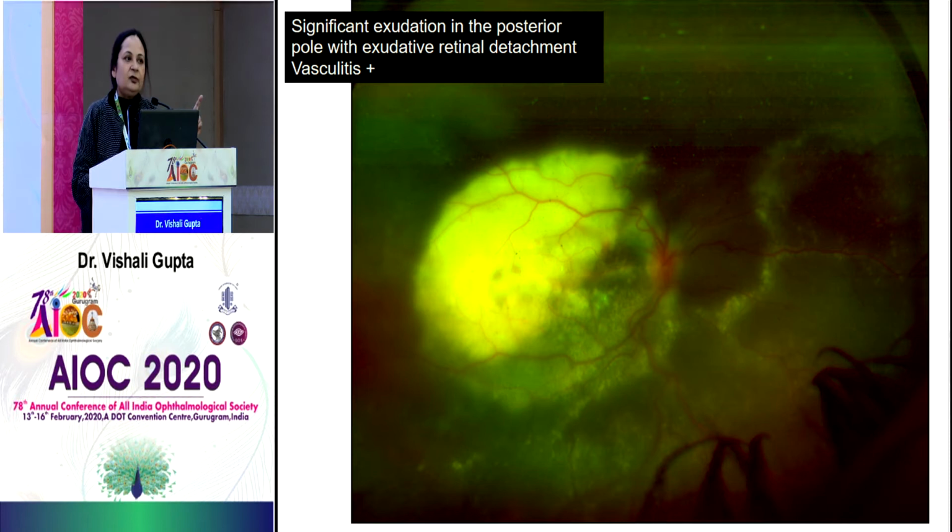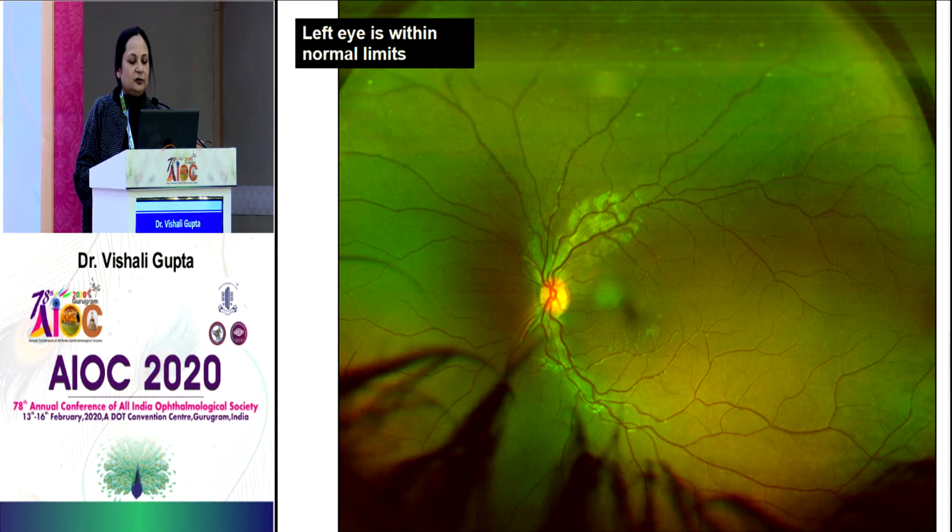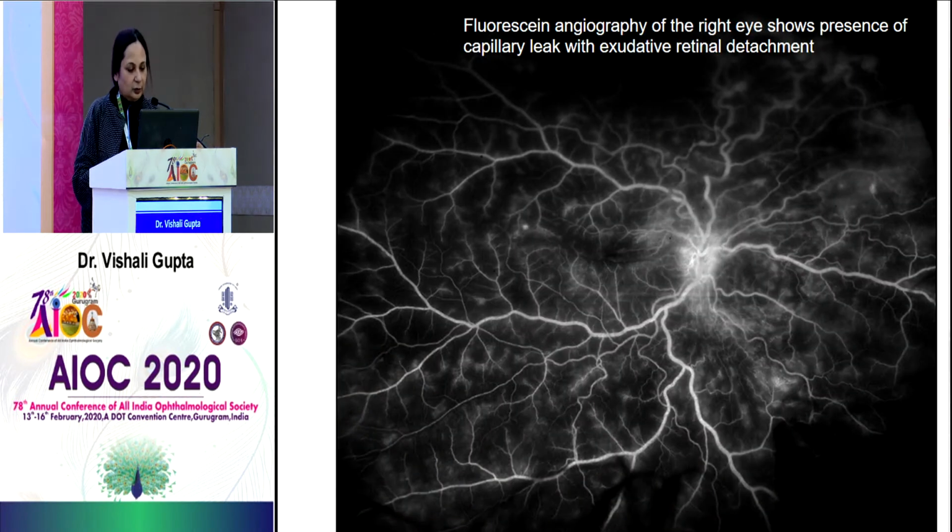First, if it is Coats disease, it should show some aneurysmal dilation. And how can I pick up those aneurysmal dilations? By simply doing a fluorescein angiogram. So you do a fluorescein angiogram. This is just to show you the left eye was normal. Now look at the fluorescein.